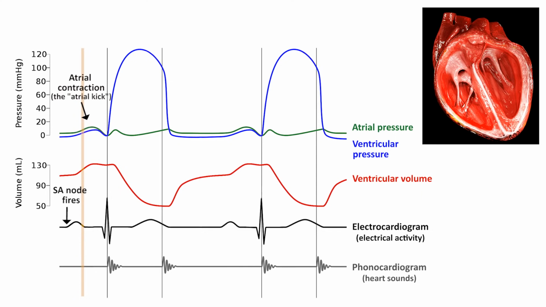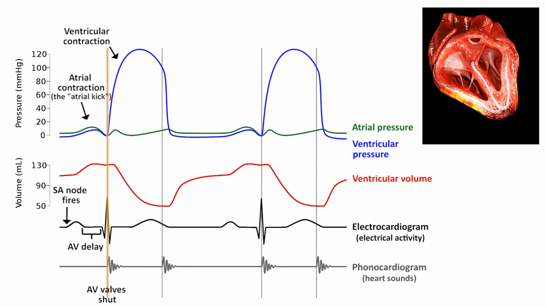After the electrical signal reaches the AV node and undergoes the brief AV delay, allowing time for filling of the ventricles during the atrial kick, the signal propagates through the His-Purkinje system and triggers ventricular contraction, as we've already discussed. The rapid increase in pressure within the ventricles causes the AV valves to quickly snap shut, triggering the first heart sound in the classic lub-dub of the heartbeat. This first heart sound is known as S1, and the intraventricular blood is ejected through the now open semilunar valves.